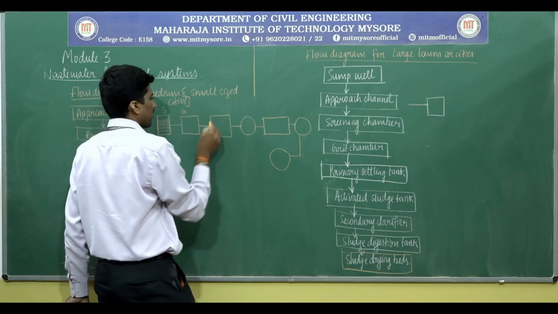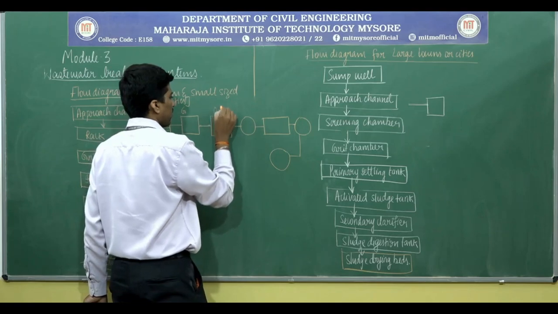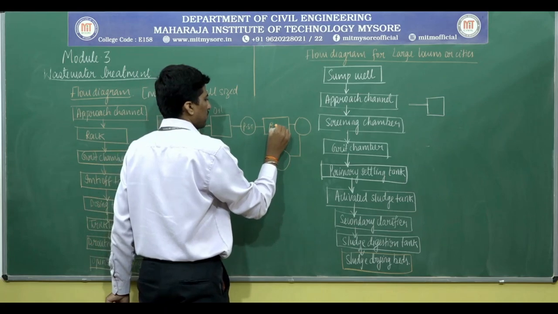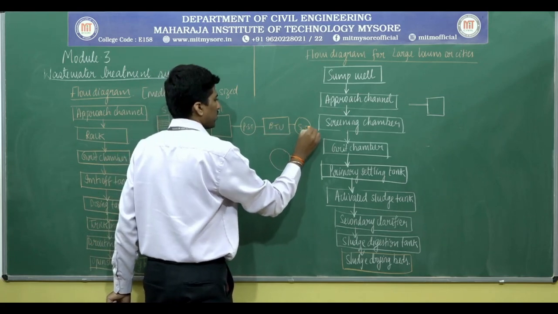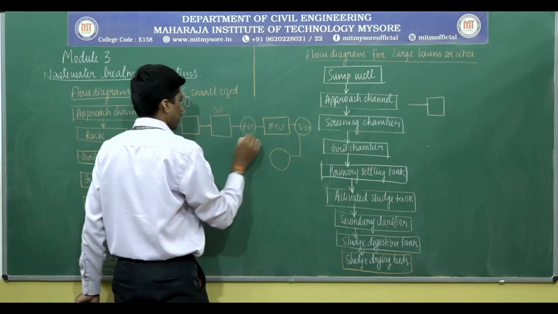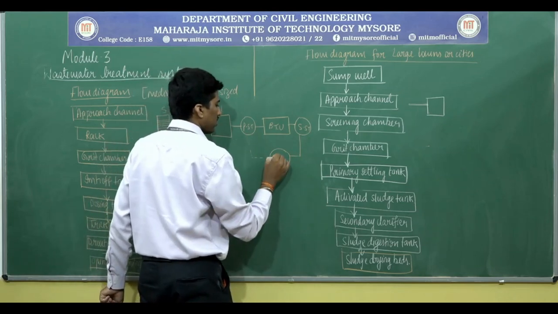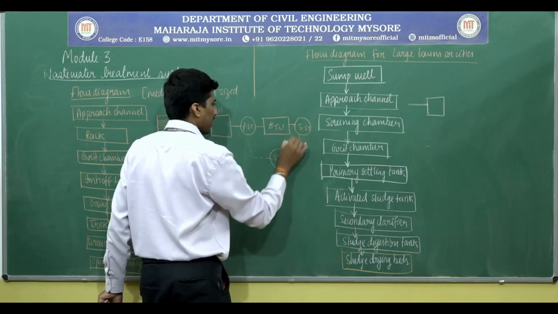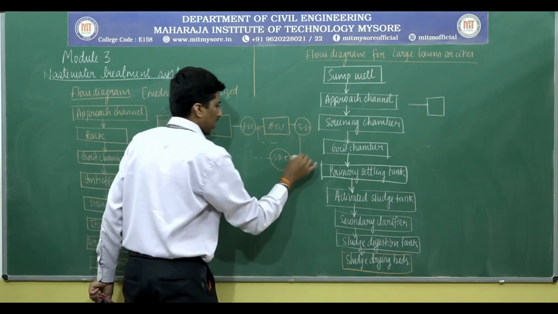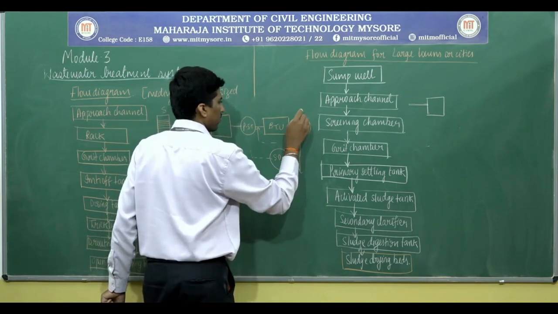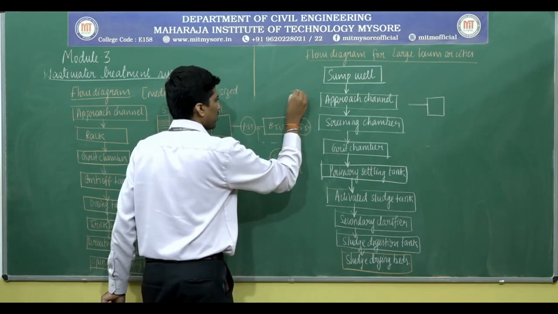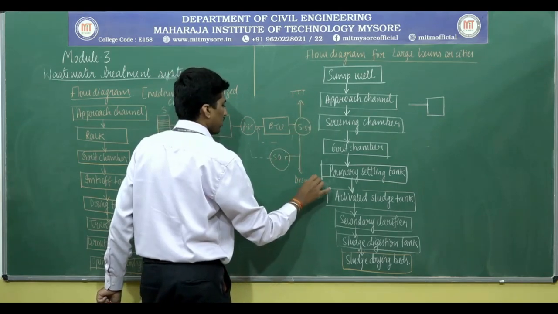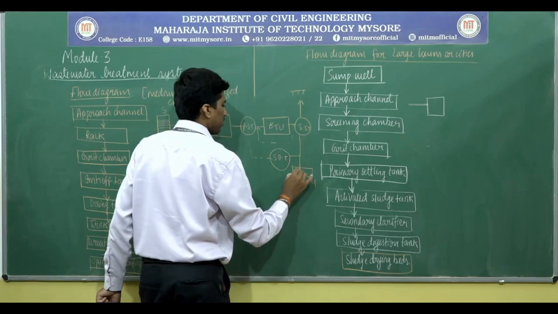Screens, grit chamber, oil and grease skimming tank, primary sedimentation tank, biological treatment unit, secondary sedimentation tank. The sludge originating from here can be treated in the sludge digestion tank. We have recirculation here, and then it is sent further for two processes: one is for further treatment or for disposal. Before the disposal, it has to be dried. We call it a sludge drying bed.